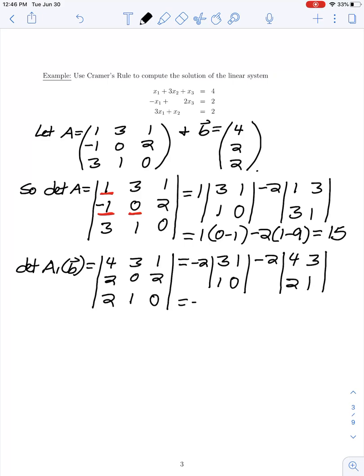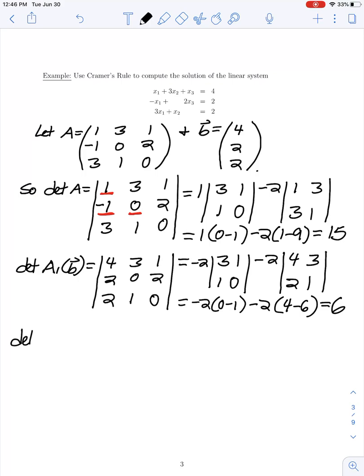So this leaves us with -2 times 0 minus 1, -2 times 4 minus 6. So we have a +2 minus our 2 times -2 is a +4. So we're left with 6 here.